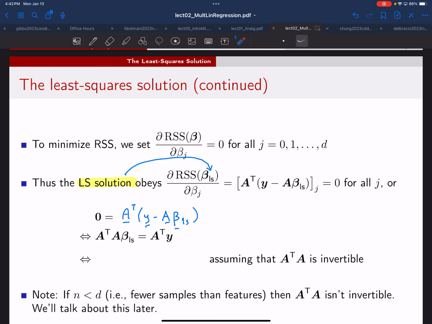And so now we're almost done. We can expand this further as A transpose y minus A transpose A times beta LS. If I have 0 equals this, then I can bring the negative term to the left side, and I get this equation. And one more step.